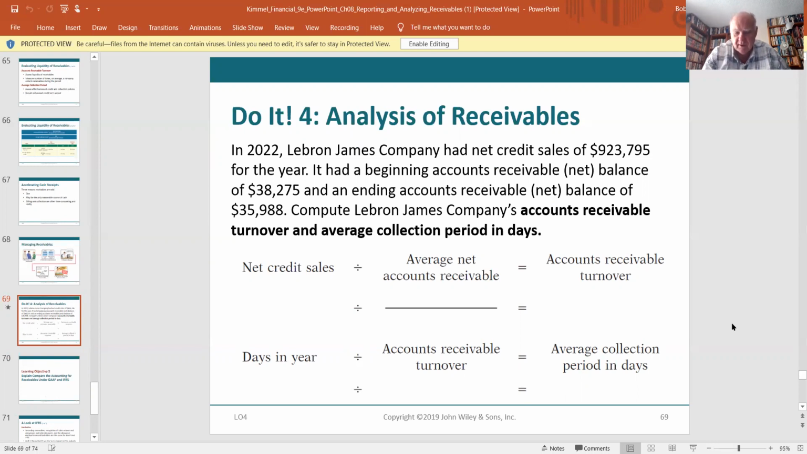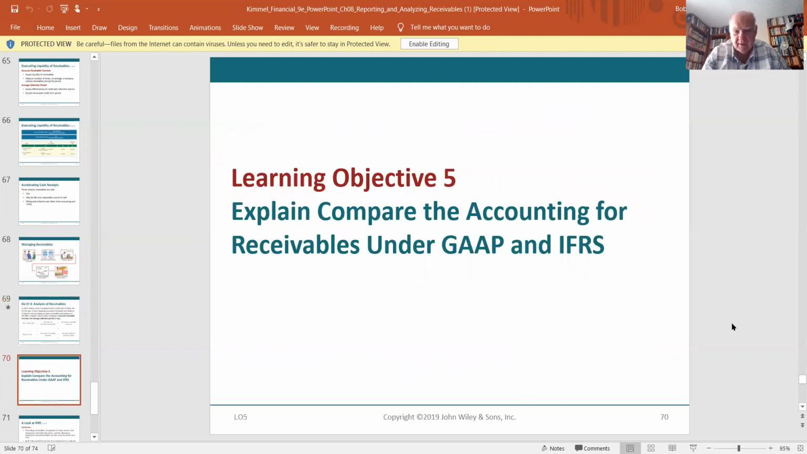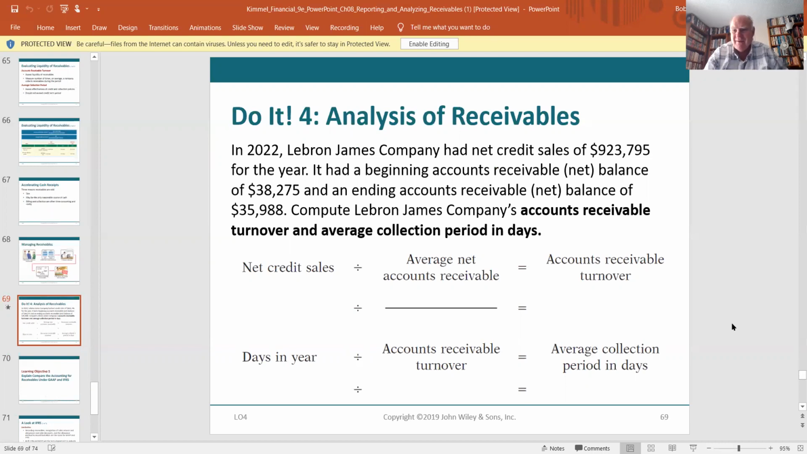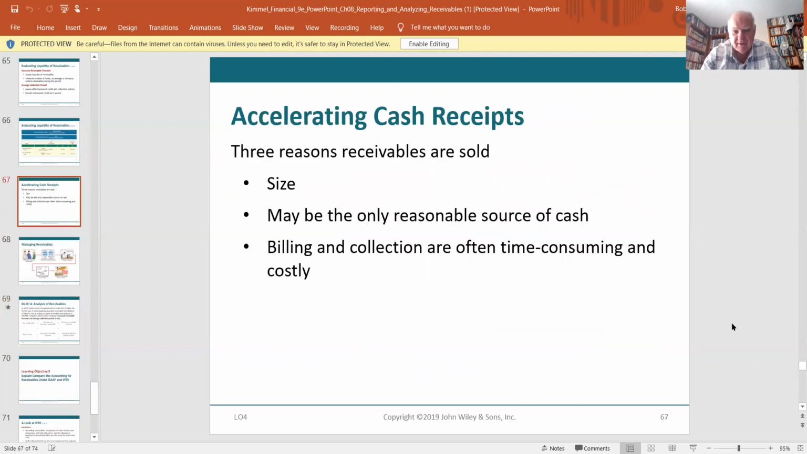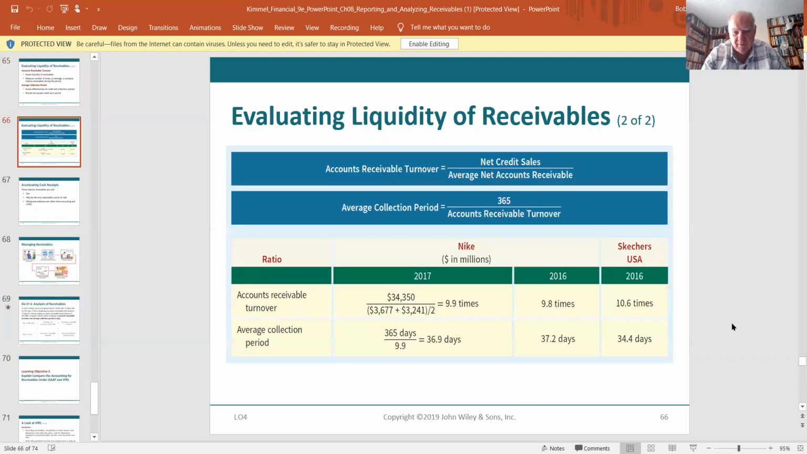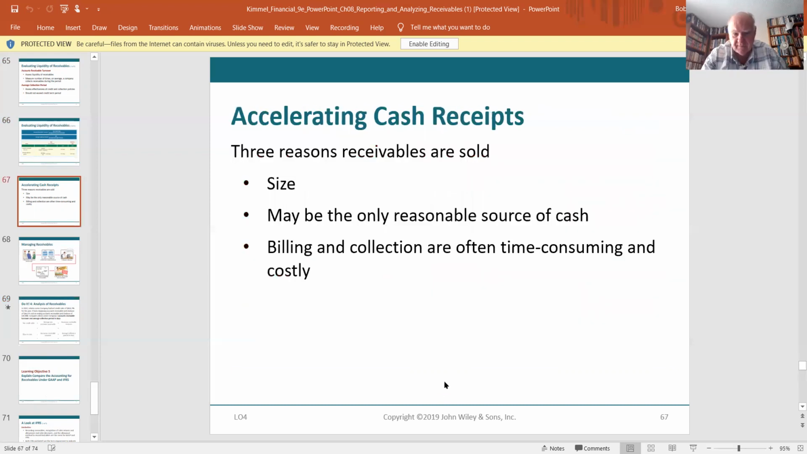So how do we do the calculation? They're not going to show us, but we'll go over the calculation. The sales were 923,795. And let me just back up because I think it's important. Here is how you do the calculation once again. Credit sales divided by the average receivables gives you the turnover. You divide that into 365, you get the number of days.